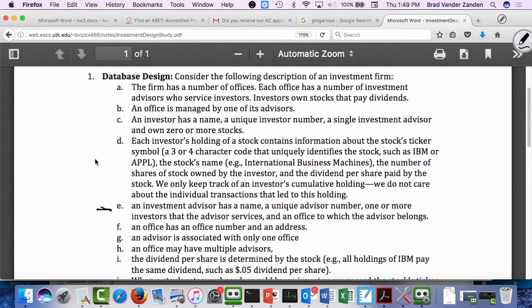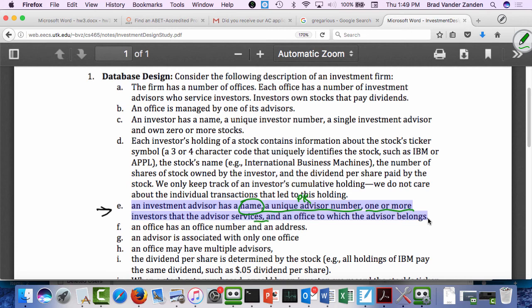Now we go to E. An investment advisor has a name, a unique advisor number, ding, ding, ding, primary key, one or more investors that the advisor services, and an office to which the advisor belongs. So this looks like an attribute, has a name. This is an attribute, which should be the primary key.